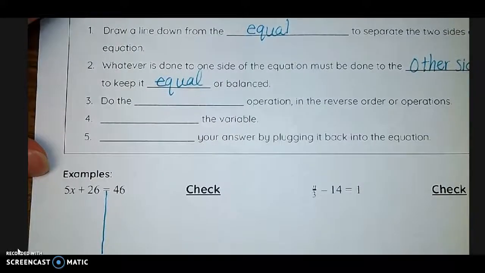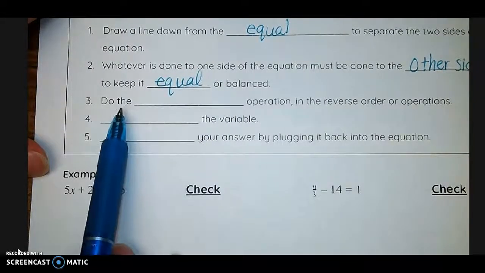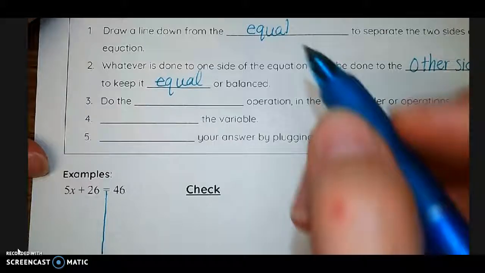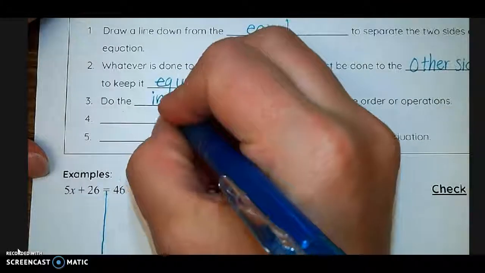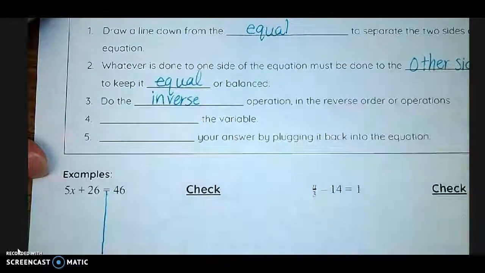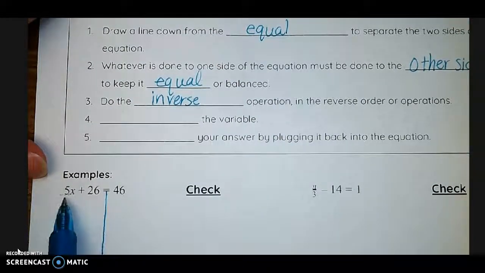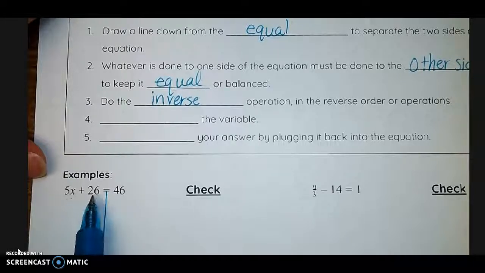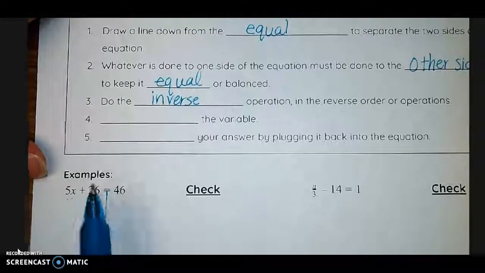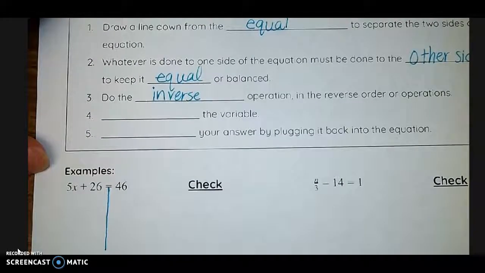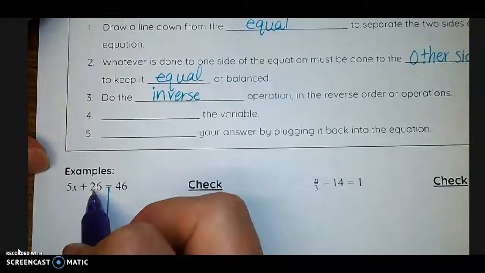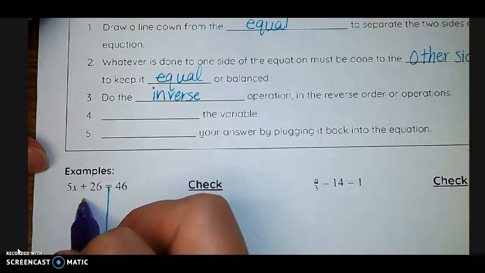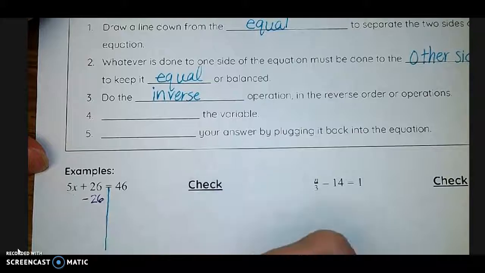So for instance, on this first one, I'm going to want to do the inverse operation of what I'm looking at and reverse order of operations. So I've got 5 times x plus 26. Order of operations would tell me to multiply before I can add, but I'm going to do the opposite or inverse of that in order to solve it. And then also the inverse sign, if I'm adding 26, I want to subtract 26.